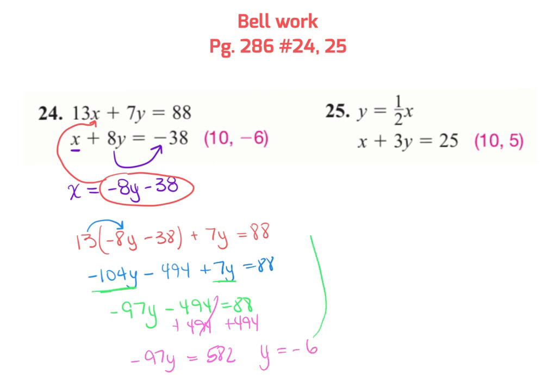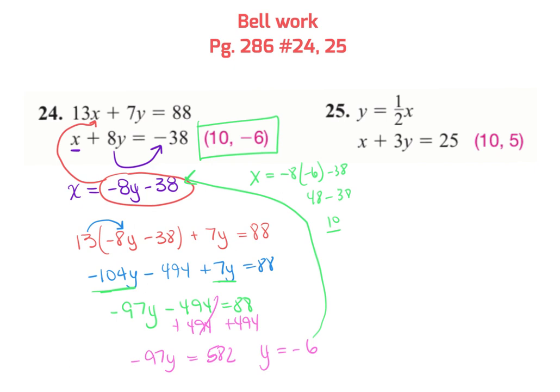Plug them into either one. I would probably plug them in here, but it doesn't matter where you plug them in. So x is going to equal negative 8 times negative 6 minus 38. That's positive 48 minus 38. x is going to equal 10.